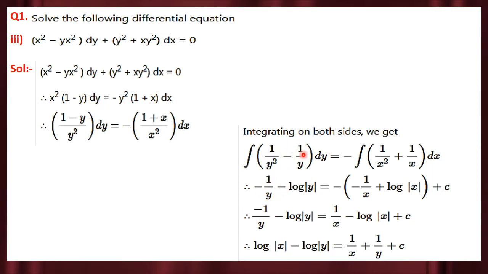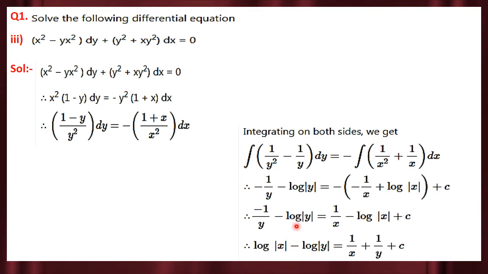Minus the integral of 1/y is log|y|, equal to minus of, in the same way, the integral of 1/x² is −1/x, because the derivative of 1/x is −1/x², plus log|x|, plus c. Now −1/y − log|y| is equal to, multiplying this bracket with this negative sign, then minus of −1/x is 1/x, minus log|x| plus c.